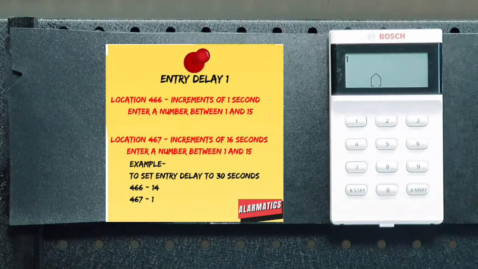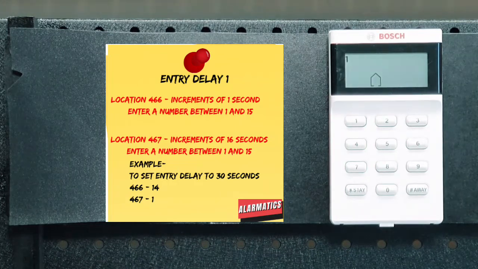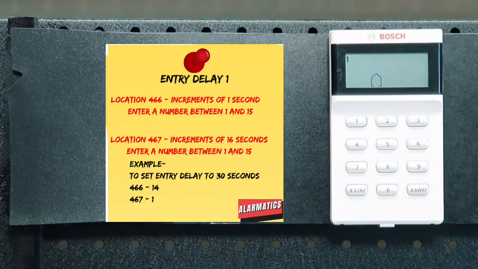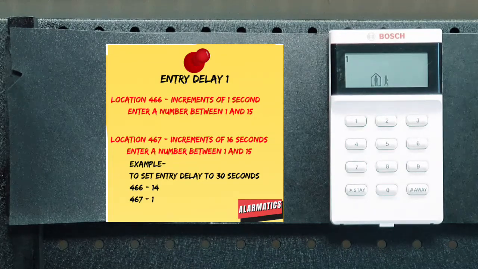I'm going to link, or put a chart in the description below that just shows you what values to put in at 466 and 467 based on some common entry delay times, 10 seconds, 15, 20, 30, 40, 60.